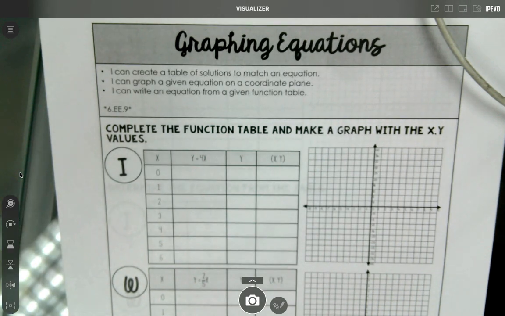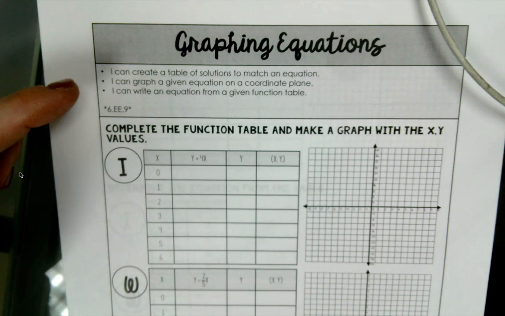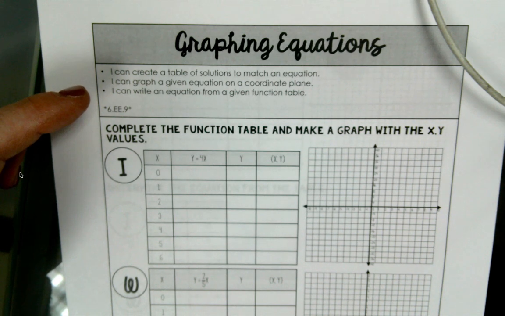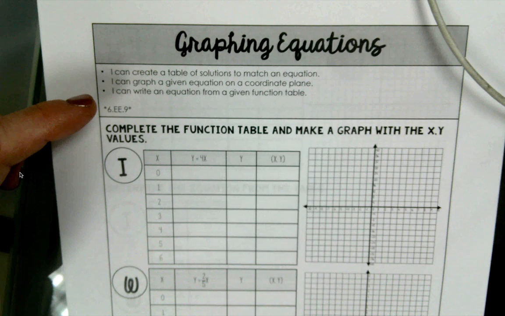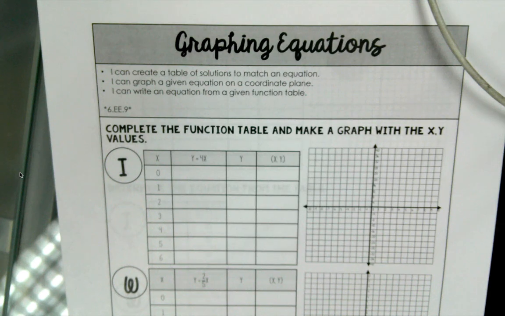Good day, friends. So this is the last set of notes for you, topic 4, and this is graphing equations. The focus today is that I can create a table of solutions to match an equation, I can graph a given equation on a coordinate plane, and I can write an equation from a given function table.